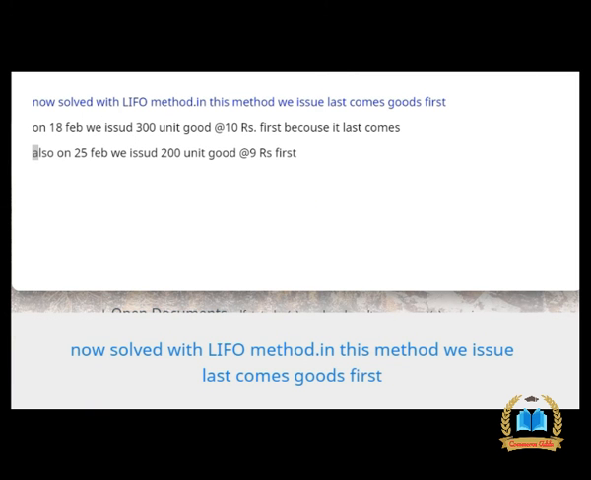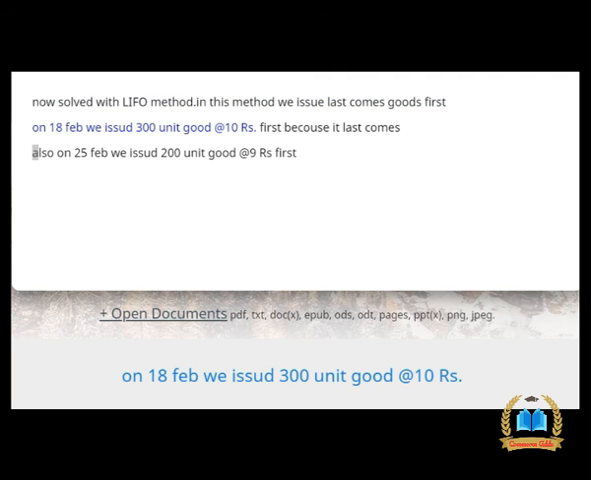Now solved with the LIFO method. In this method we issue the last-arrived goods first. On February 18th we issued 300 units of goods at 10 Rs first because it came last. Also on February 25th we issued 200 units of goods at 9 Rs first.